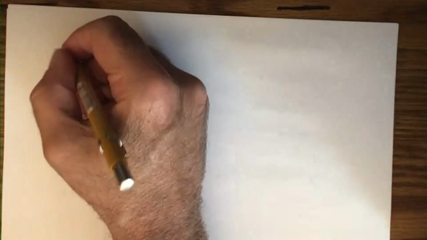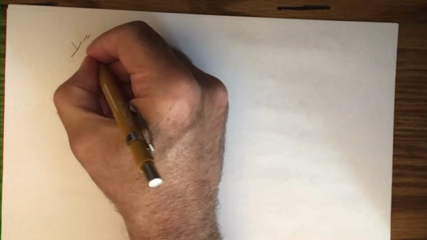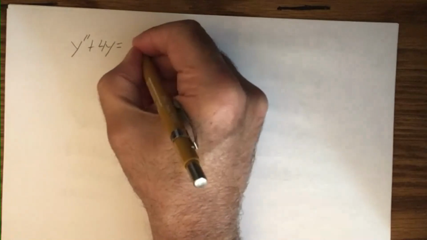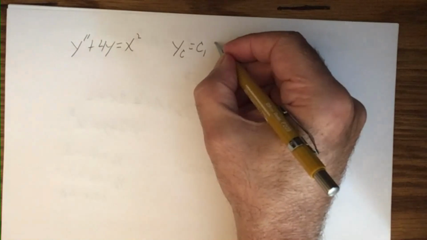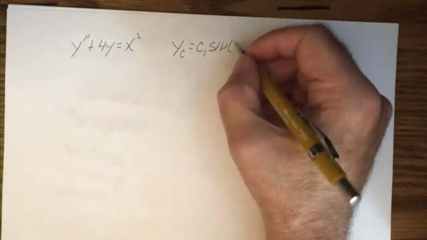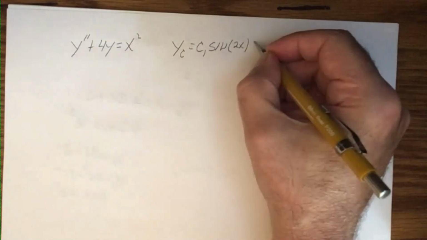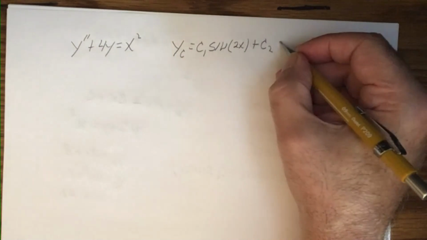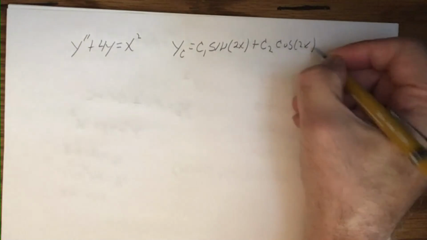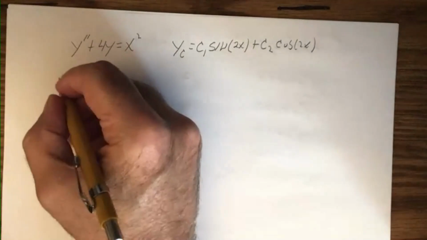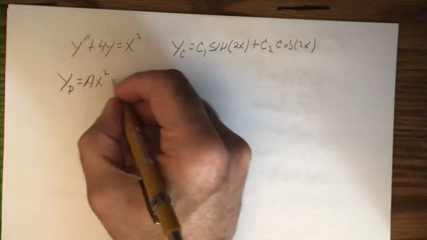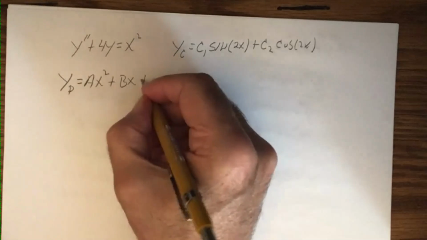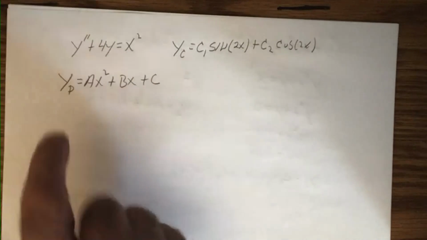Let's go ahead now and let's see, this was the equation here. And remember the complementary solution, what was the complement? It was C1 sine of 2x plus C2 cosine of 2x, right? That's the complementary solution. All right, so now I'm going to assume a particular solution of ax squared plus bx plus c, all right? So I'm going to assume a solution of this.